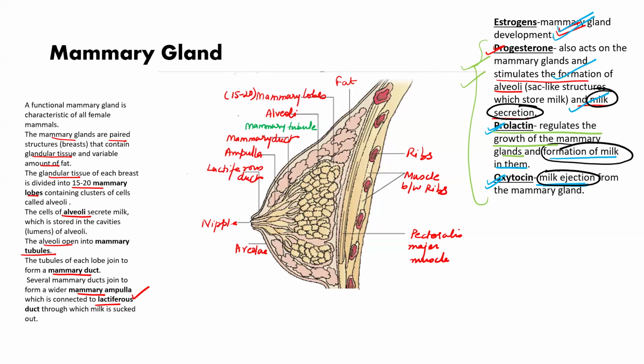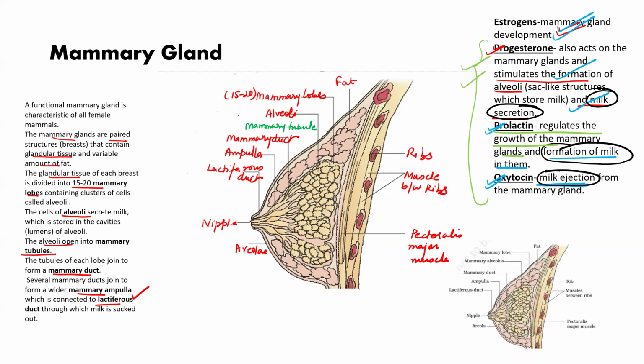Clear? So milk formation is prolactin, milk secretion is progesterone, milk ejection is oxytocin. Mammary gland development is estrogen, but prolactin is the one which regulates the mammary gland. And formation of alveoli is progesterone. So I hope the mammary gland and all the questions related to it might be easy for you.